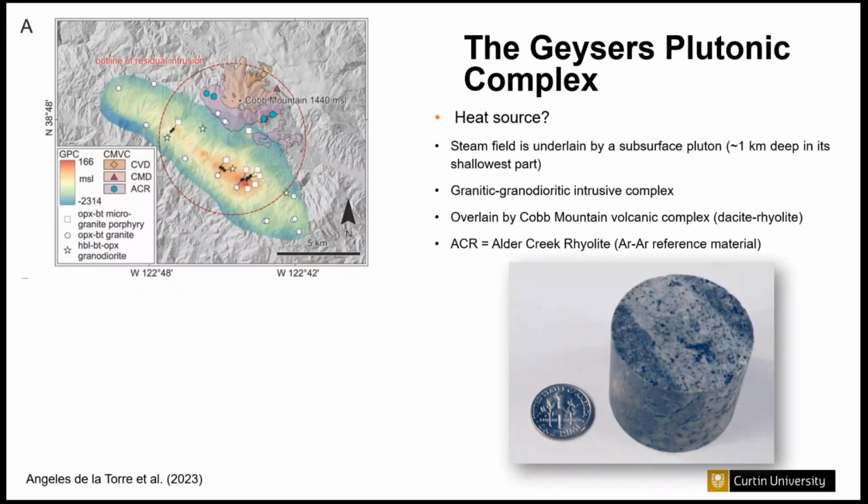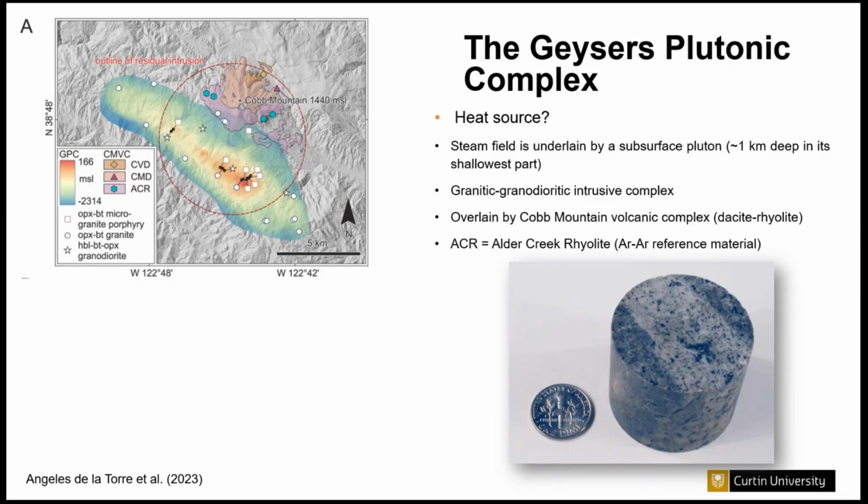So what is the heat source of this geothermal system? There is volcanism at the surface. These pinkish purplish colors say Cobb Mountain. These are volcanic rocks. They are about 1.2 million years old. If anybody of you deals with argon, actually one of the argon reference materials is from this location, the so-called Alder Creek rhyolite. That's what's going on at the surface.